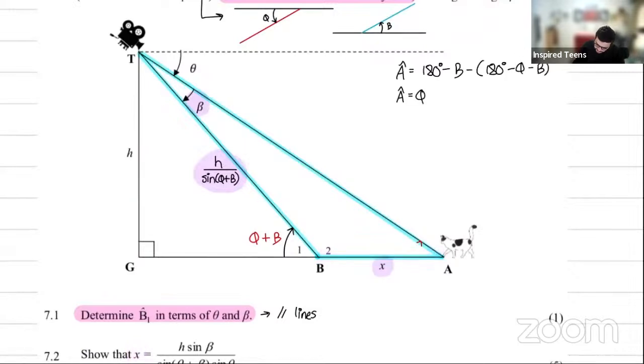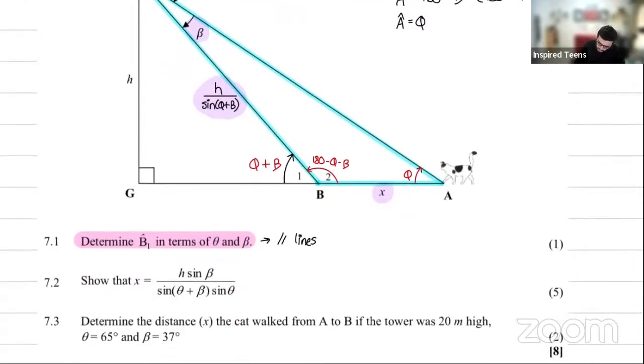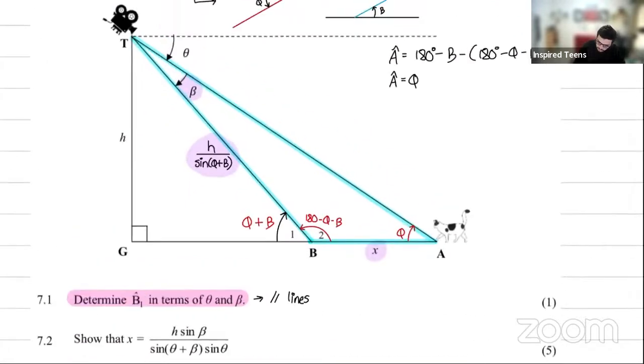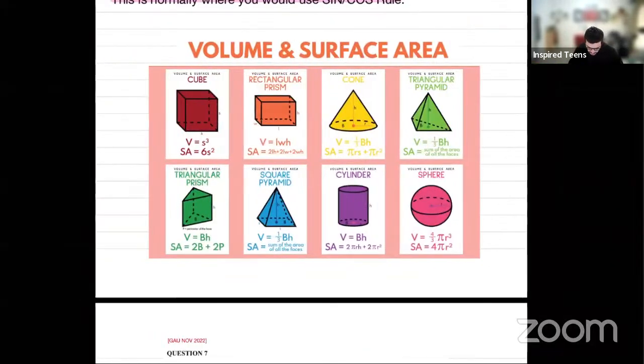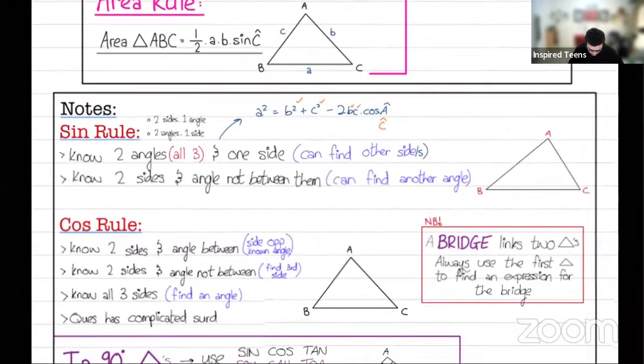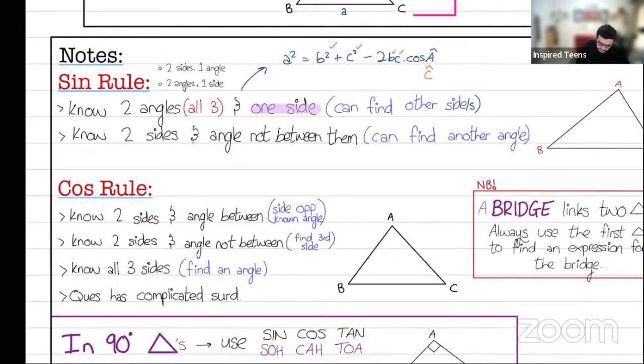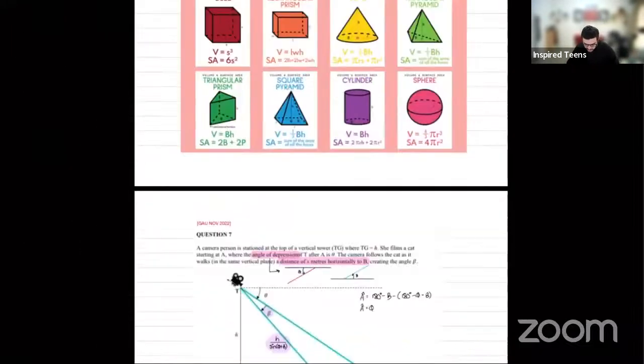Nevertheless, we do solve for it now. Essentially, we want to solve for X. So now, let's not work with that. That's a bit ugly, but maybe we will have to, but let's see for now. We technically have one side and two angles. So one side, two angles, I'm pretty sure that's sine rule. Generally speaking, that's sine rule.